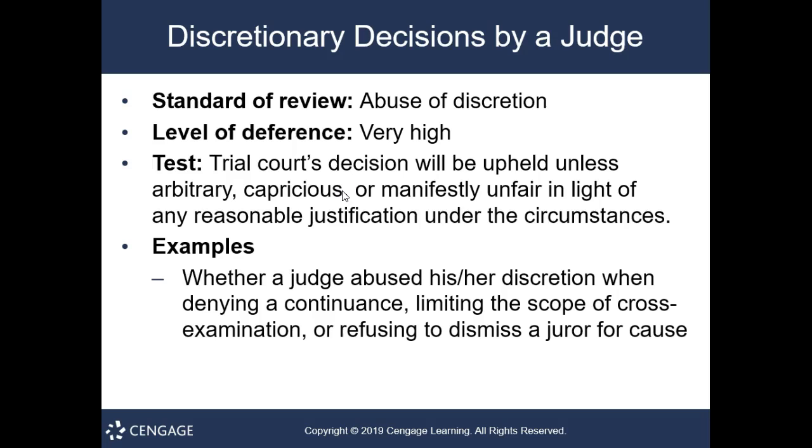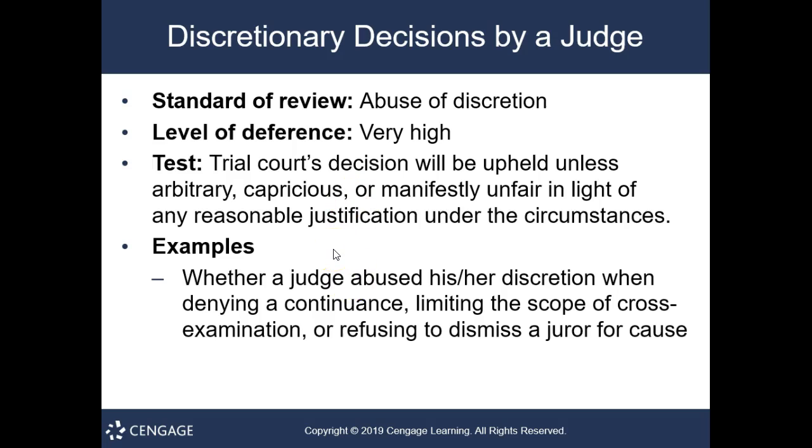All right, let's look at discretionary decisions by a judge. We use the standard review of abuse of discretion. There has to be a clear abuse of discretion, but the level of deference is very high. The test is that the trial court's decision will be upheld unless it was arbitrary, capricious, or manifestly unfair in light of the reasonable justifications under the circumstances.